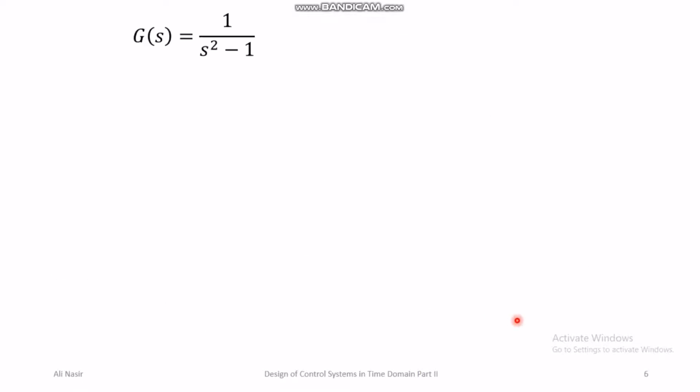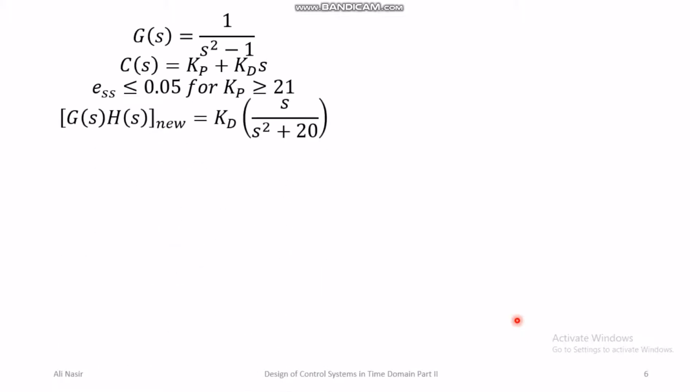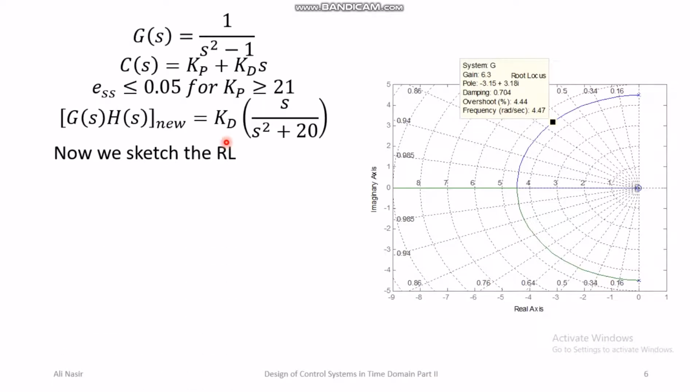So we have the transfer function, the control law, and the requirements, and now we have determined the new transfer function kd into s over s square plus 20. Now we sketch the root locus with respect to kd, and you can see that the poles start from plus square root of 20 j and minus square root of 20 j, which are the roots of this equation. Both of the poles start moving towards the real axis, and they break in at close to minus 4.5. Then one of the poles starts moving towards the zero at the origin, represented by this s, and the other pole moves towards infinity along an asymptote at minus 180 degrees.